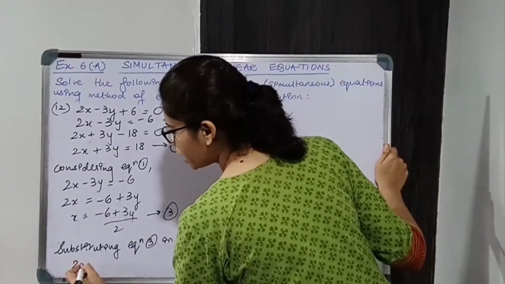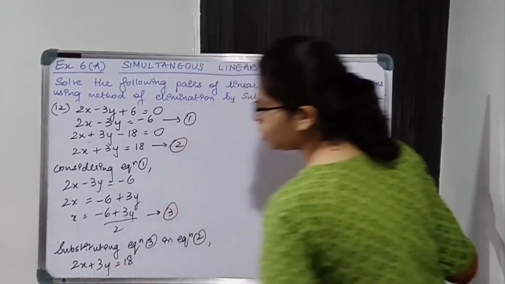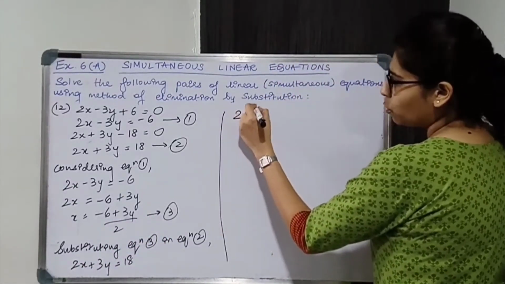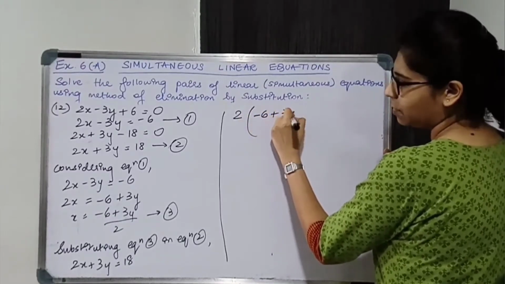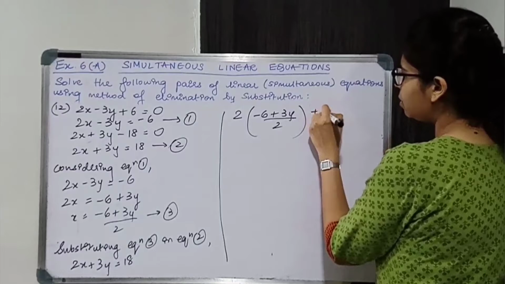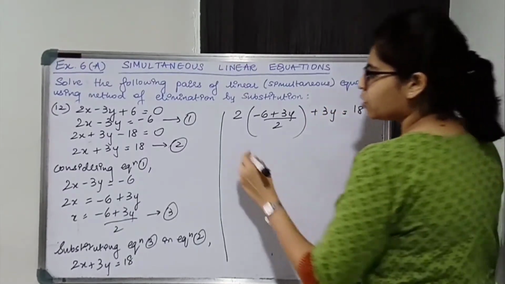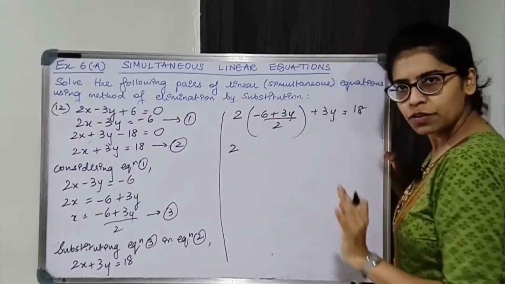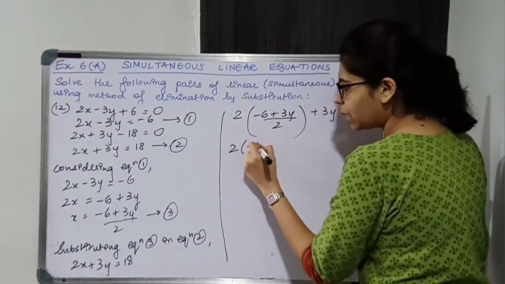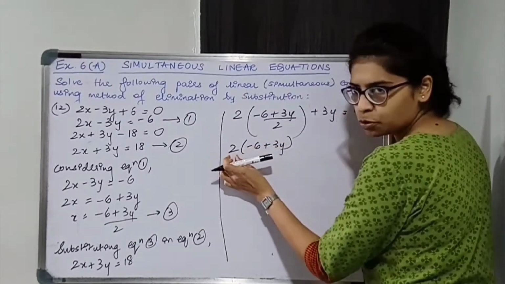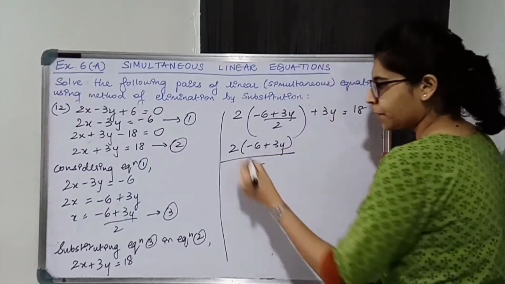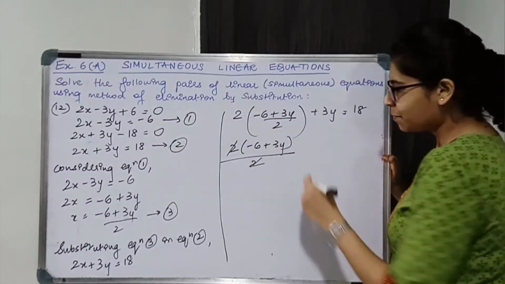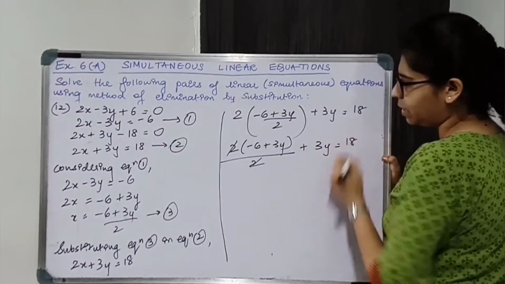So equation 2 क्या है, 2x plus 3y is equal to 18. In place of x we'll substitute this. So 2 into minus 6 plus 3y by 2 plus 3y is equal to 18. So I can rewrite this as 2 into this. We'll multiply 2 with numerator only, not with denominator. Okay, so minus 6 plus 3y, this whole thing into 2 divided by 2. 2 क्या हो जाएगा, cancel हो जाएगा. You can cancel here itself. Okay, plus 3y is equal to 18.